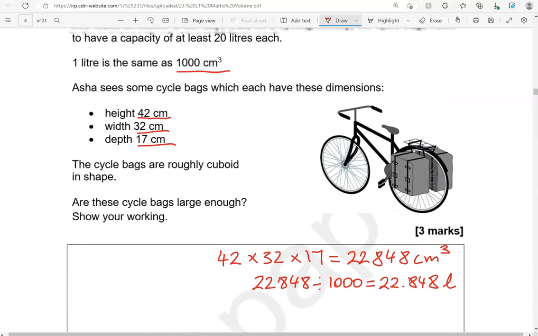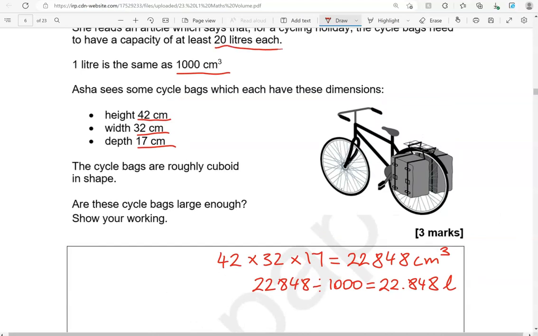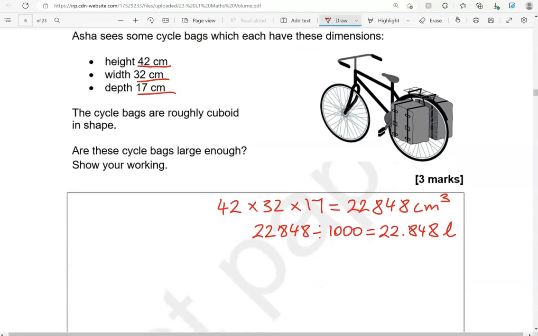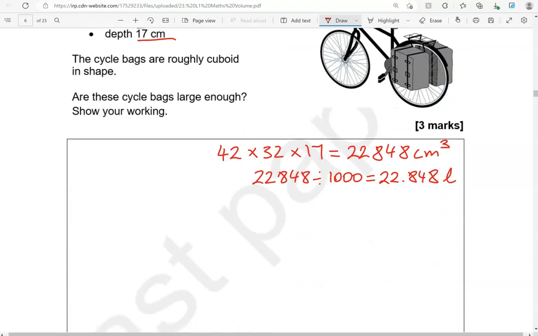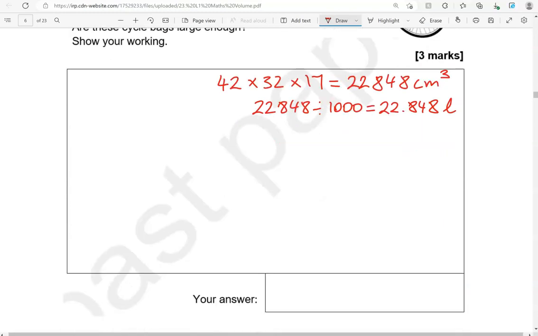This is greater than 20 litres, which was the recommended capacity for the cycling bag. So we're going to say, yes, these bags are large enough.